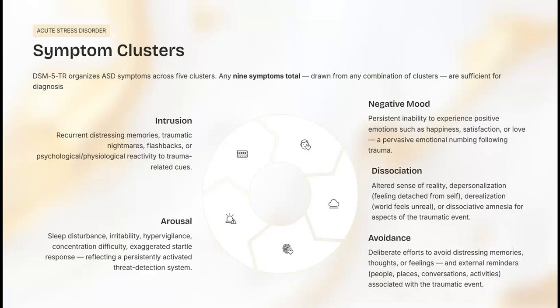Arousal: the nervous system stays on high alert. Sleep problems, irritability, constant vigilance. They have trouble focusing. And like I said, they jump at sudden sounds or movements, like I demonstrated for PTSD. So there is some flexibility in diagnosis. You can draw from any combination of those 5 areas to reach the 9 symptom threshold, but it's got to come from the 5 areas.